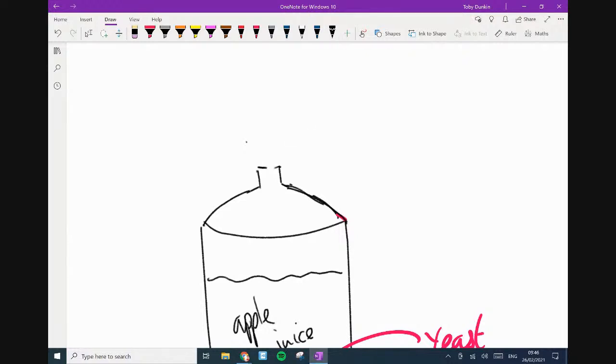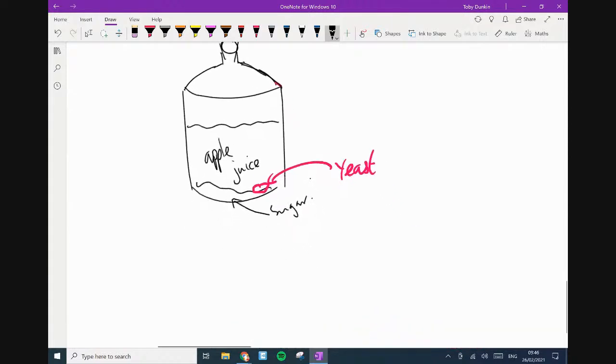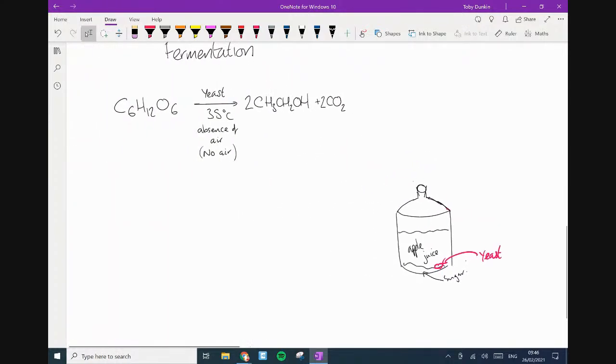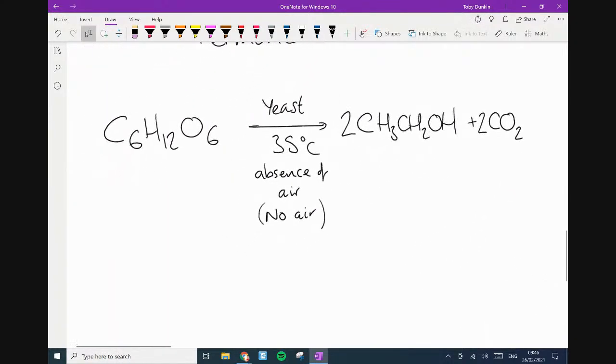But the thing is, you cannot have air in this system, because if you do, you ain't making any alcohol at all. You're just going to make CO2 and water. Now, this is a great method because, guys, you can do this at home. This is something that we've been doing for thousands of years.